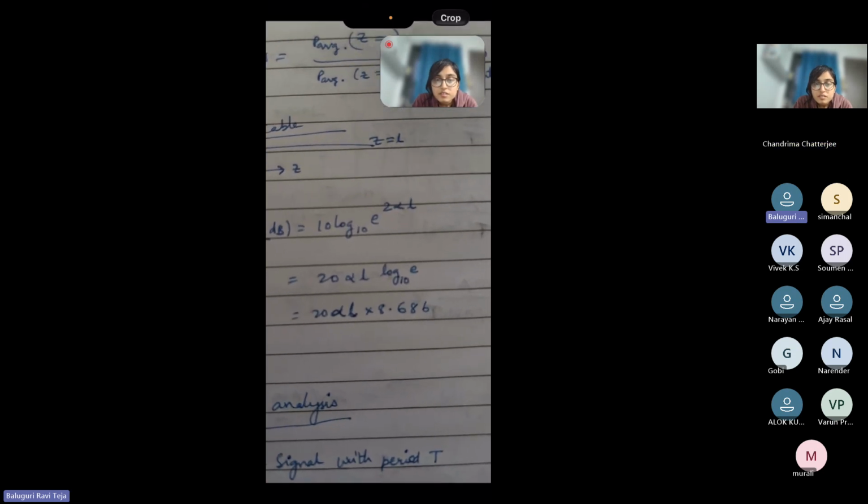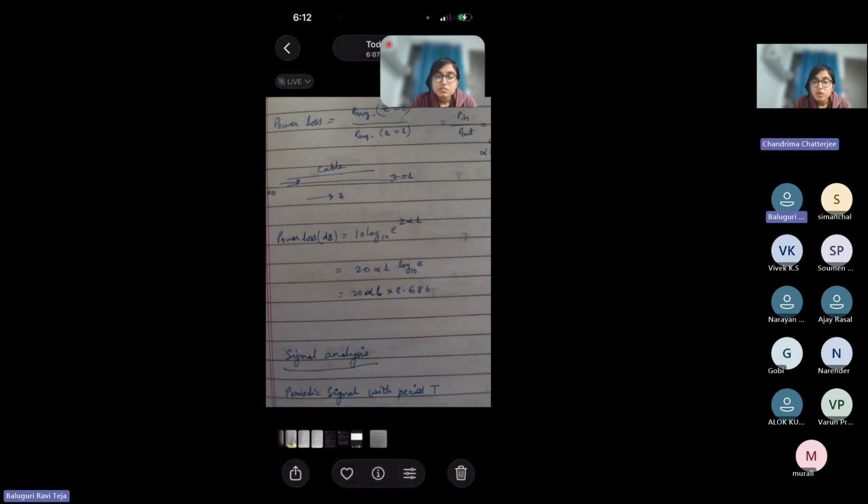Power loss in dB is 10 log 10 e power 2 alpha L. This is the formula. Actually, log e to the base 10 was explained as 8.686. But in the calculator, we are not able to get this value. I don't know how to do that in the calculator. Okay, so this log 10 e part only, there is confusion. Yes, how is that 8.686?